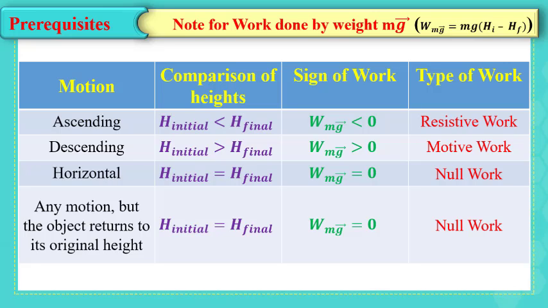If the motion is ascending, as in the first case, H initial is less than H final and the work is negative, so we say the type is resistive. If the motion is descending, H initial is greater than H final and the work is positive, so we say the work done by weight is motive. If it's just horizontal motion, H initial is equal to H final and the work is zero, so we say it's a null work. Finally, any motion that starts and ends at the same position has a zero work and we say it is a null work.